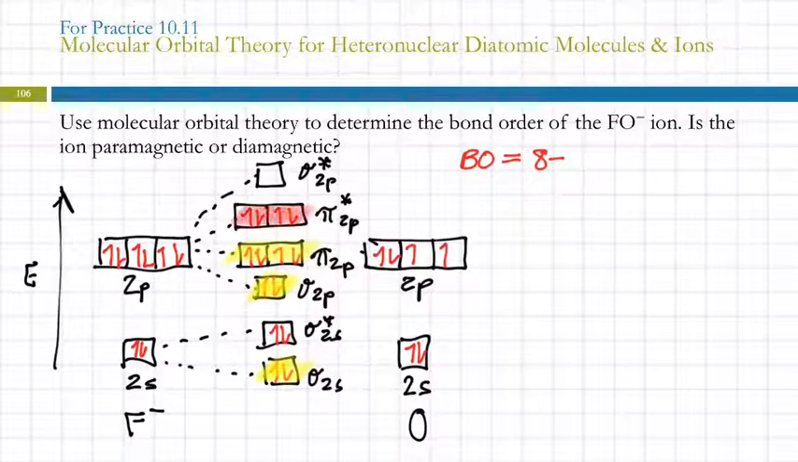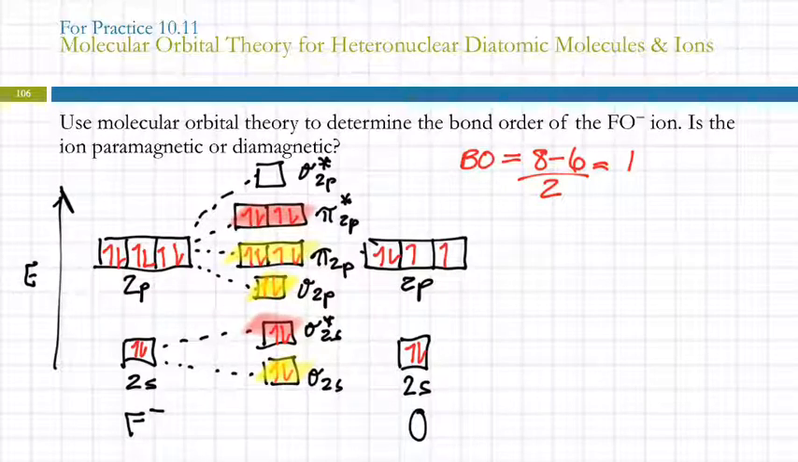So antibonding would be this one and this one. Right, the ones with the stars. 2, 4, 6. So 8 minus 6 divided by 2. So that's 1. Okay?